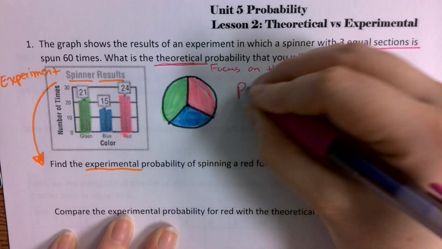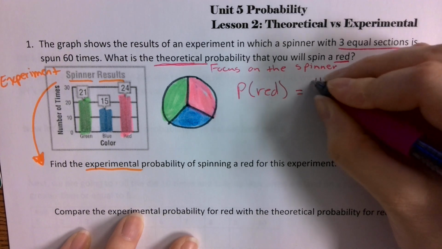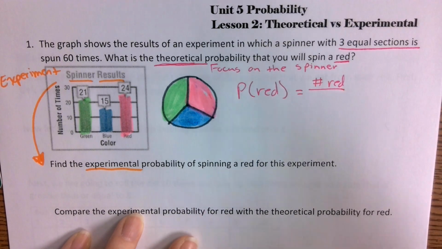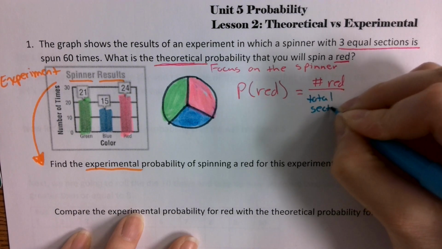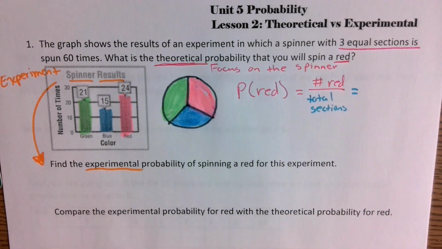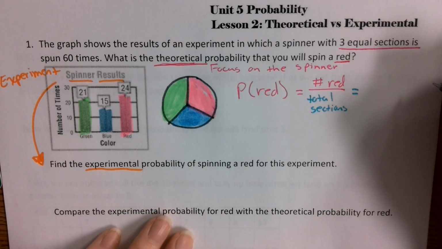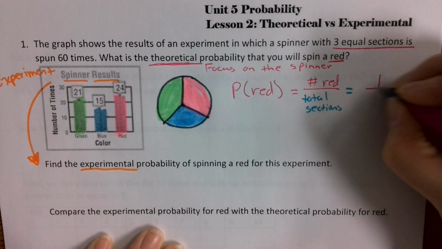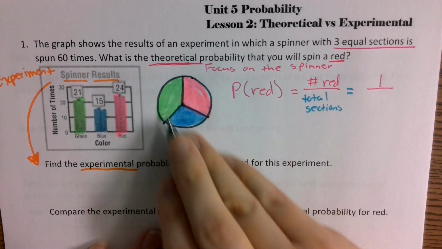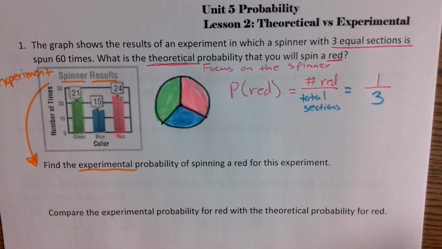I want the probability that it's going to land on red. So that means I'm looking for the number of red over the total sections. How many red do I see on my spinner? How many red? Come on, guys, wake up. How many reds? 1. There's 1 red on the spinner. How many total sections are there on the spinner? 3. So 1/3. 1/3 is going to be my probability.